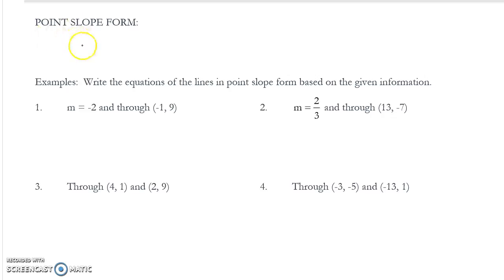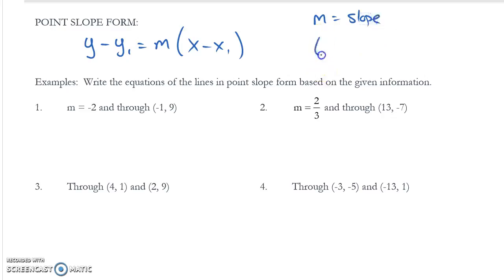So, point-slope form. y minus y1 equals m times the quantity of x minus x1. In this case, and in all cases, m is our slope, and x1, y1, those two variables represent any point on the line. So it has to be on the line, but it can be any point that's on the line.